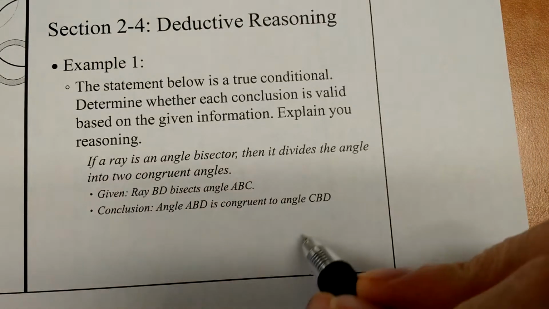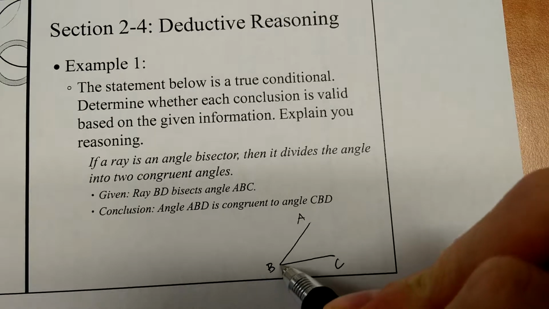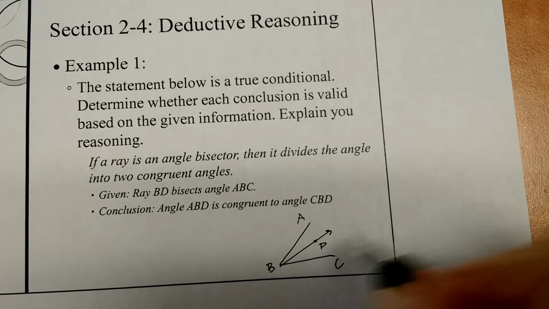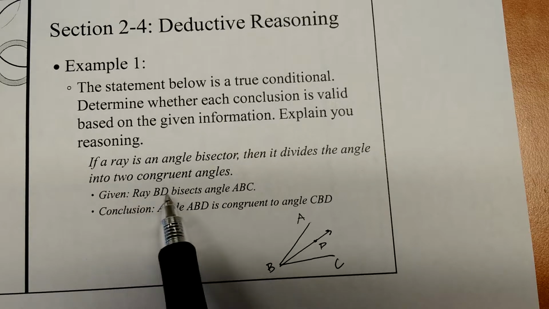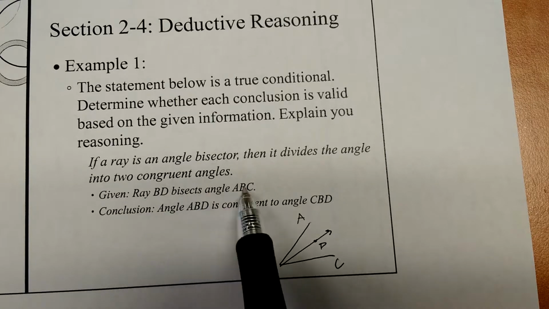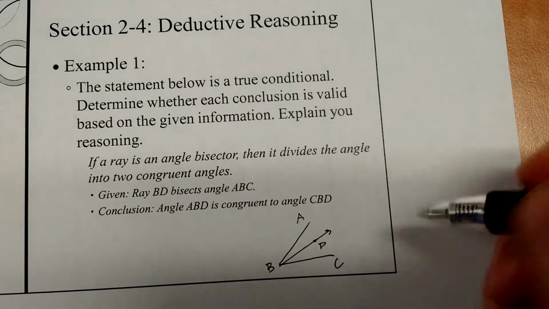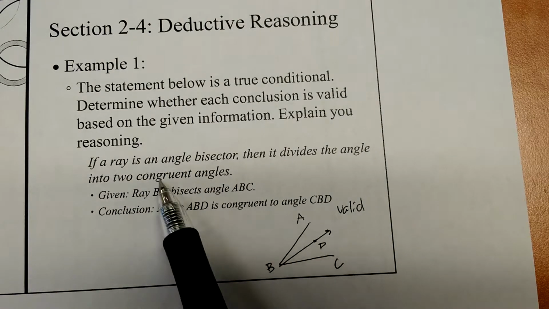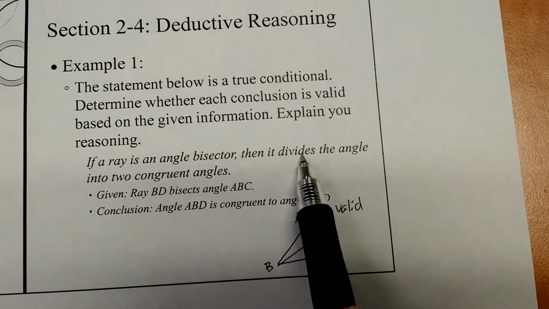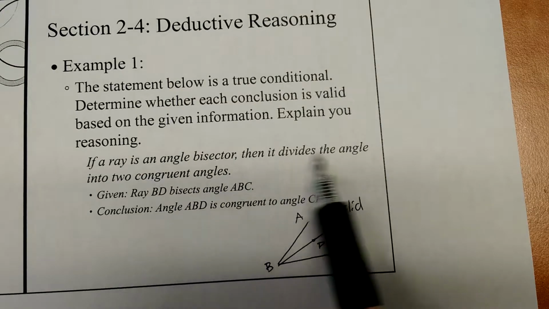So let's draw a little picture real quick. So here's angle ABC, and it tells you that ray BD is the bisector. So if a ray is the angle bisector, then it divides the angle into two congruent rays. And it tells you ray BD is a bisector. The conclusion is angle ABD is congruent to angle CBD. This is a valid conclusion because if it's a bisector, it divides into two congruent rays. So there's the if-then. You are given the if, the ray is a bisector. The conclusion is the then part of it. So that's a valid statement.